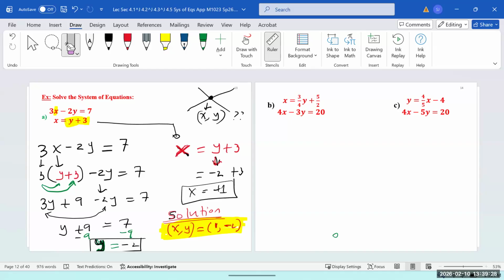Which one do you want me to go? Both of them, B or C, or both of them? B. Okay, let's start with B. B has two fractions and the numbers are different.